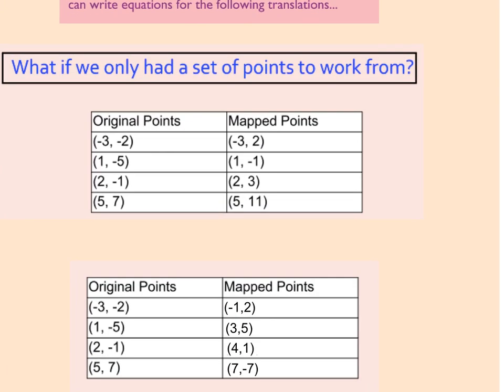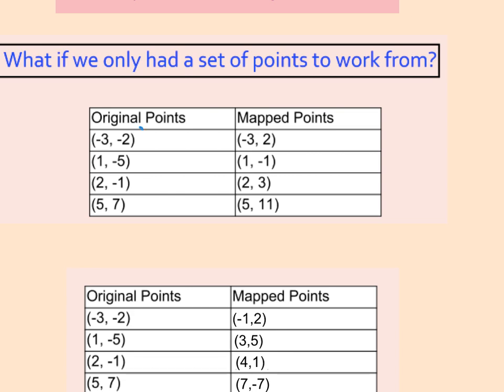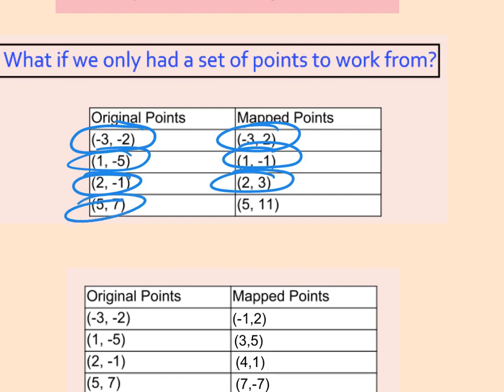Okay. And then what if we only had a set of points to work from? So I'm focusing on what has changed from this point to this point, and I see that the negative 2 has become positive 2. So that could be a couple of things. That could be a reflection, or it could have just moved 4. So then we look at the next set of points, and oh, it looks like we're moving 4. The x values are staying the same, but the y values are changing, and it looks like we're adding 4 each time. Negative 1 goes to positive 3, 7 goes to 11, so it looks like we're changing by 4.